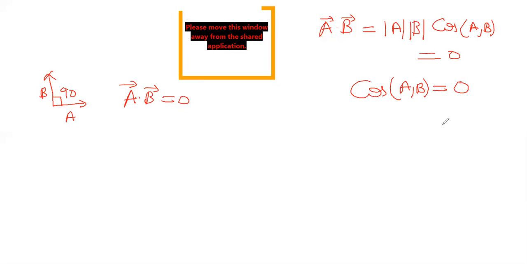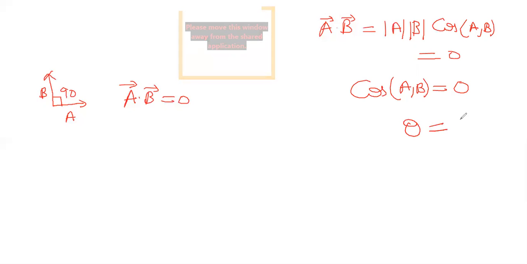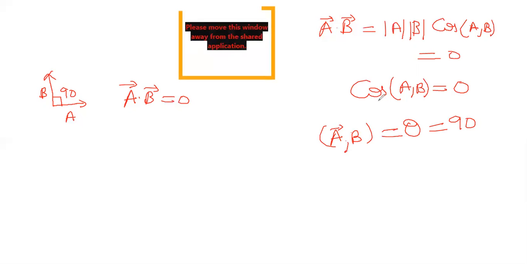When will cos theta be 0? That means theta is 90 degrees between them. Theta means our new notation: A bar comma B bar. The bracket A bar comma B bar means angle is 90. So we have to check first whether it is becoming 0 or not.